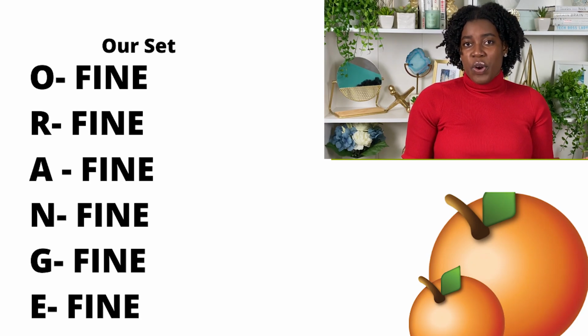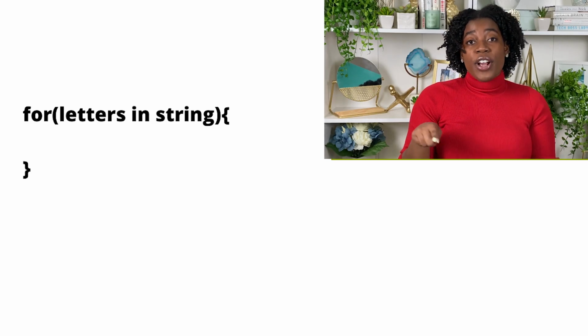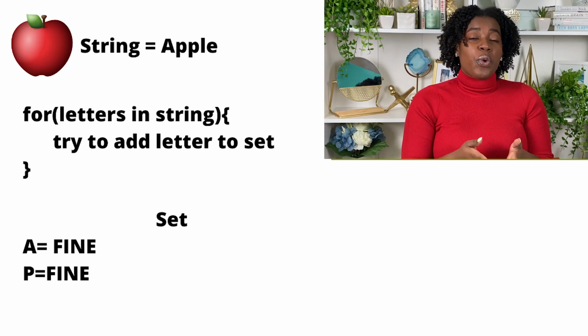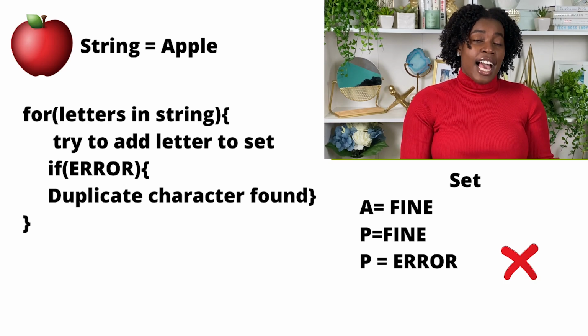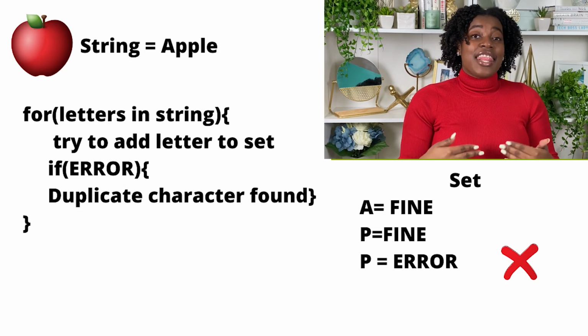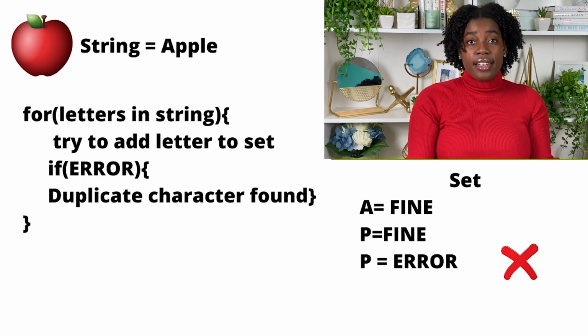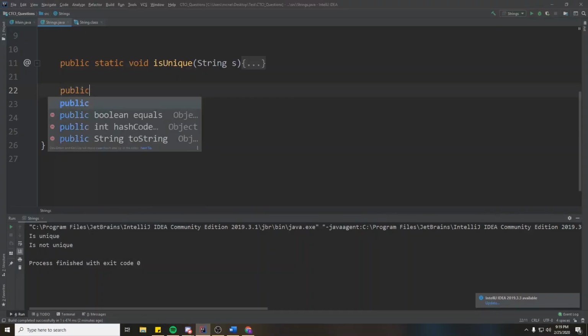Here's the logic that we're going to use. We're going to create a for loop, and we're going to iterate over the entire string. At each iteration, we're going to try to add the current character. If the current character is not allowed inside of our set, that means that the current character already exists within our set. Therefore, we have a duplicate and this string does not have all unique characters. So let's see some code for this one.